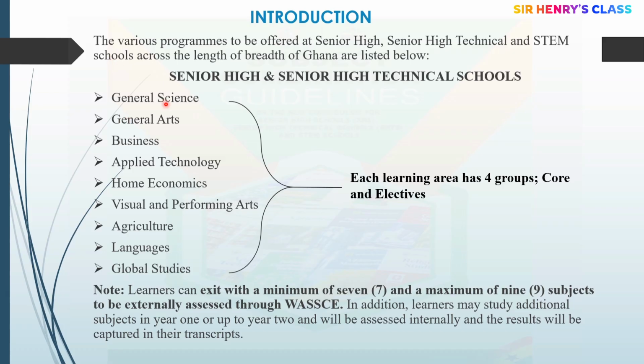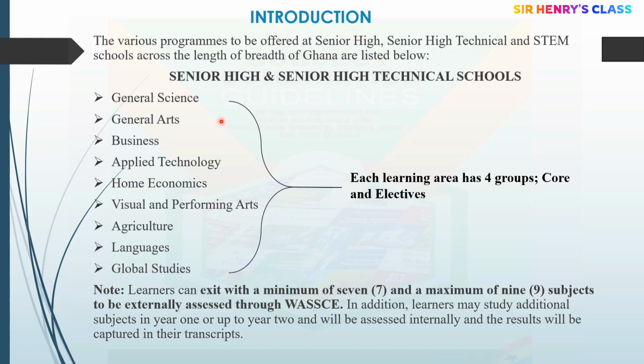Now, the various programs are offered in what we call the senior high schools, the senior high technical schools, and the STEM schools. When you take the senior high schools and the senior high technical schools, there are programs like general science, general arts, business, applied technology, home economics, visual and performing arts, agriculture, languages, and then global studies.